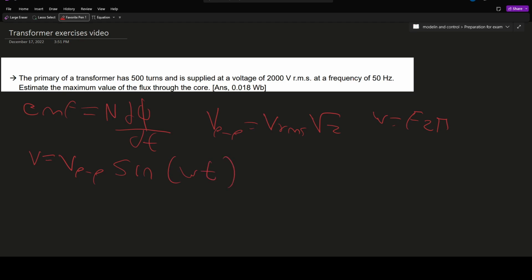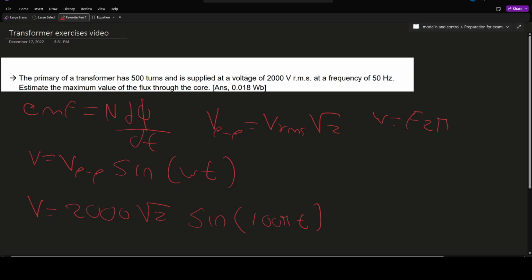Okay? So first, we know that we are given the voltage in this form, r.m.s. So we're just gonna write it in this form. So the voltage peak to peak will be the r.m.s. times square root 2 multiplied by the sine of omega t. This time the frequency is 50 hertz times 2 pi, that will be 100 pi t.